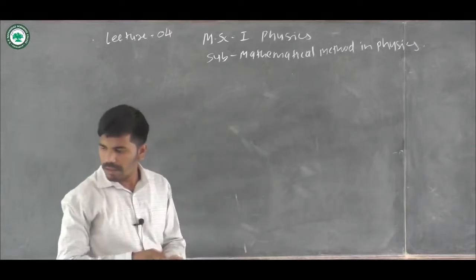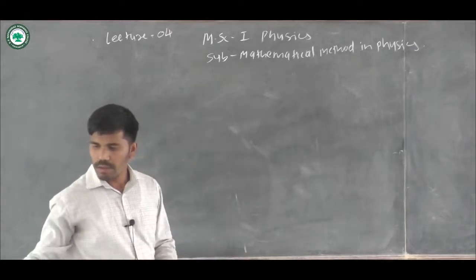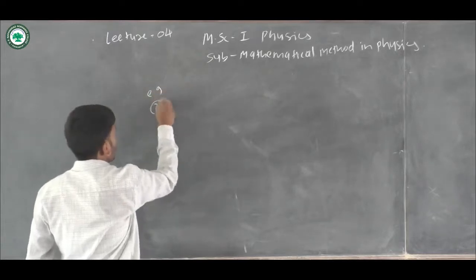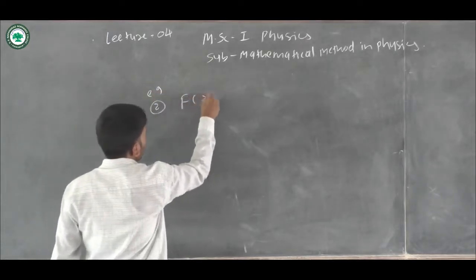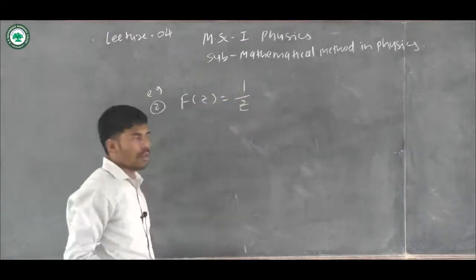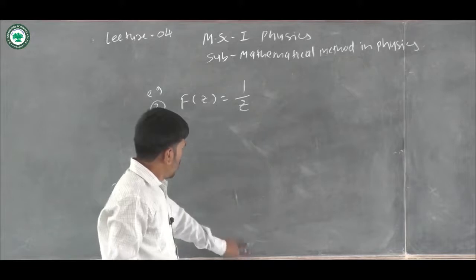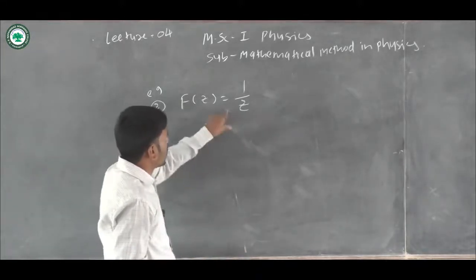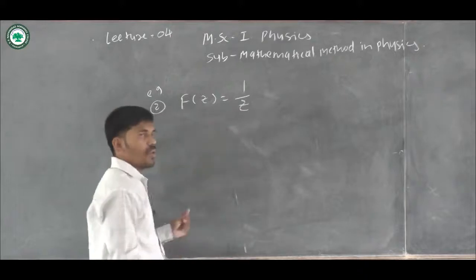So next example, I will take the second example, that is f of z is equal to 1 by z. Okay, this is the function. So first we rewrite this function in terms of u and v.